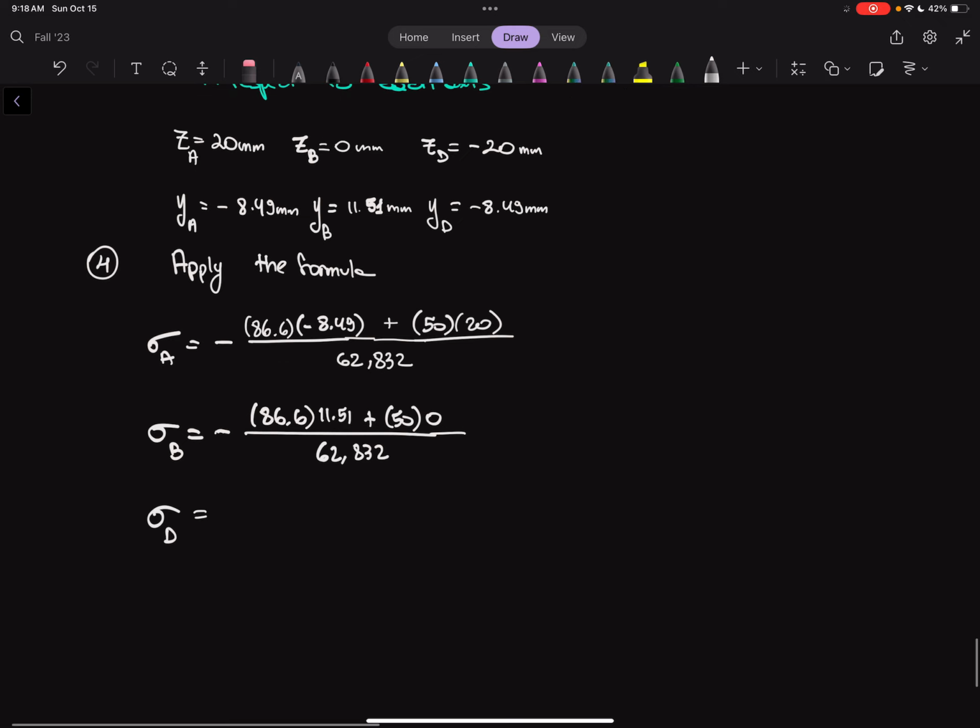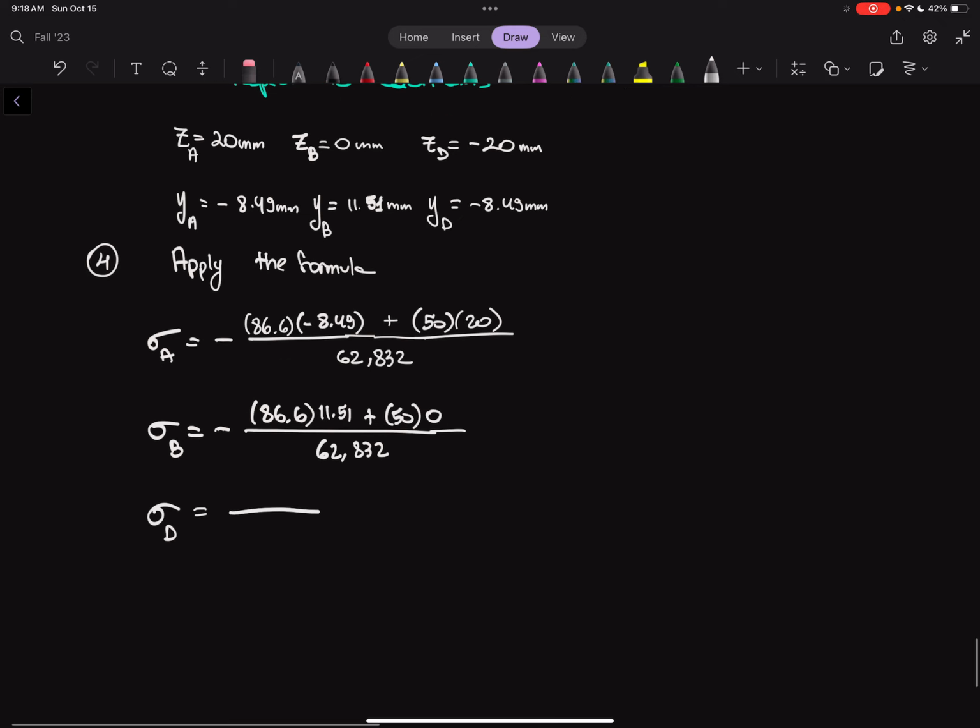And then for the point D, that would be what? We still have the same moments and the same area moment of inertia, but we're going to have, for our Y, it's going to be minus 8.49. And for our z is going to be minus 20.